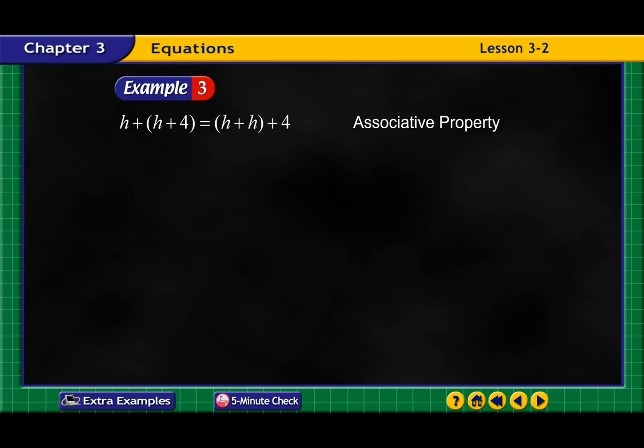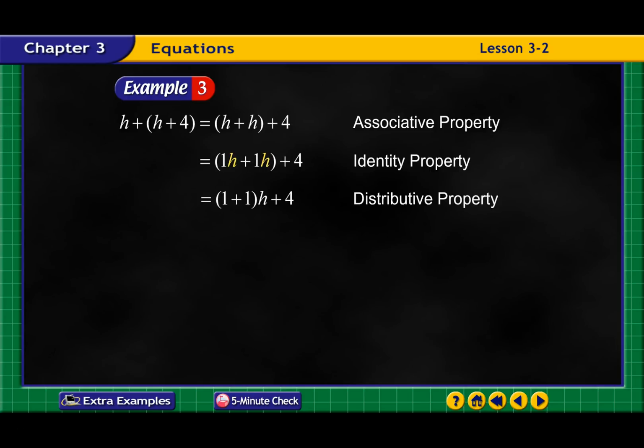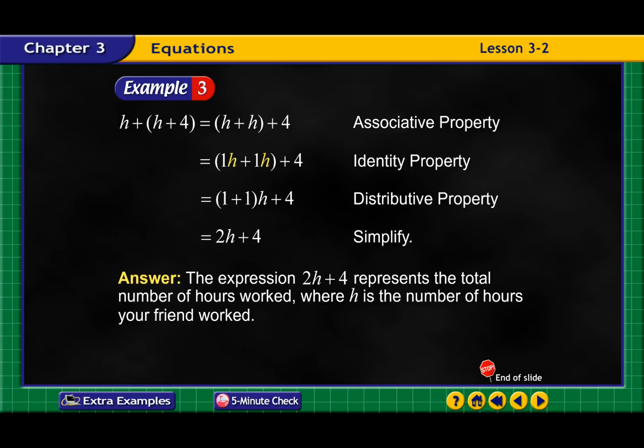So I'd have h plus 4, which can be associated around, as in we can move the parentheses. So we just swap the parentheses. Then we can add the 2 h's together, which gives me 2h plus 4. The answer 2h plus 4 represents the total number of hours worked, where h is the hours that your friend worked.